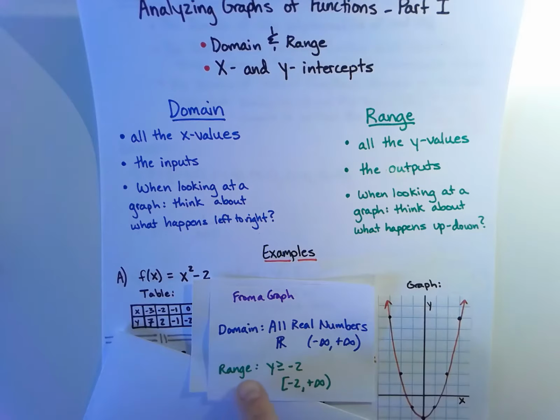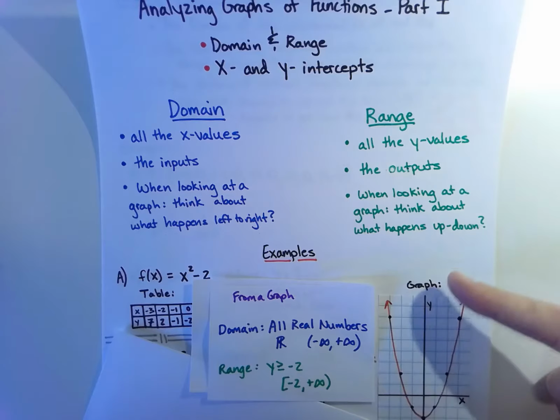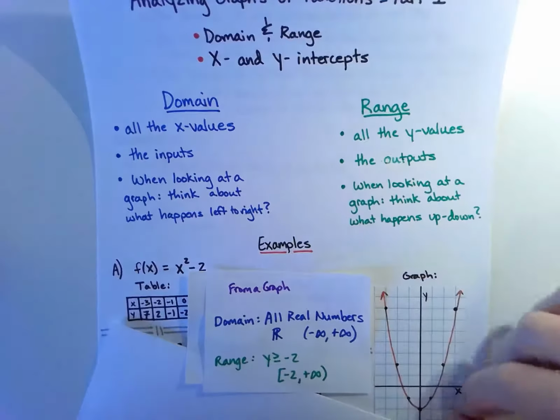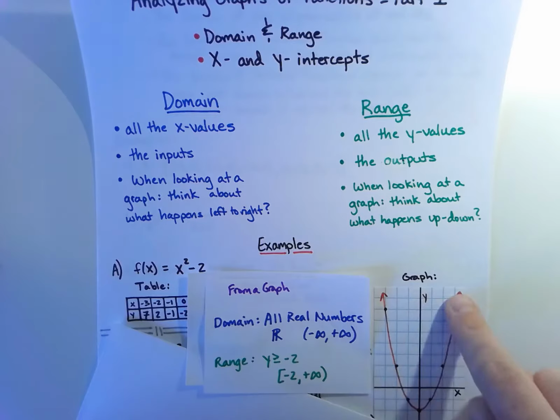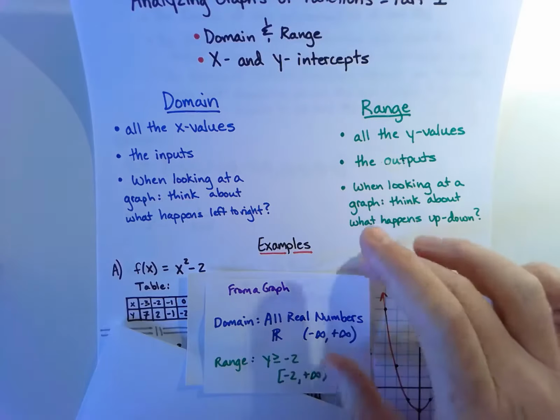The range is a little different. So you think of your graph like up and down, what's happening to this graph? So it's going up forever according to our arrows, but it does not go down forever. It stops at -2. It's equal to -2, but doesn't go any lower than that. So we would say y is greater than or equal to -2, or we could use interval notation and put a bracket because it's equal to -2, and then it goes up to positive infinity, and you put a parenthesis because it never equals infinity.